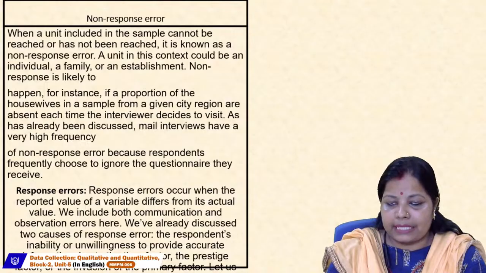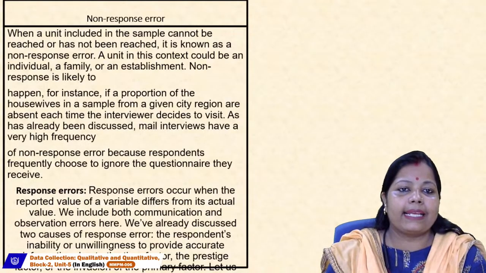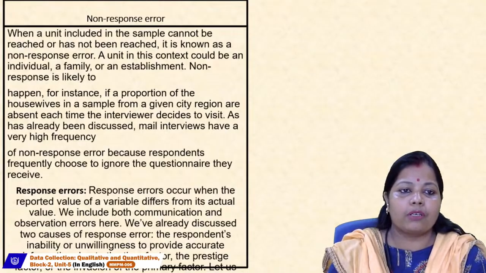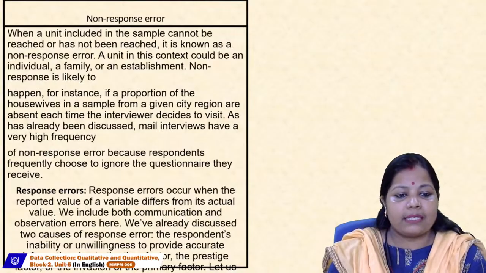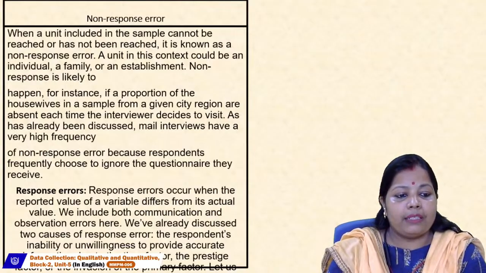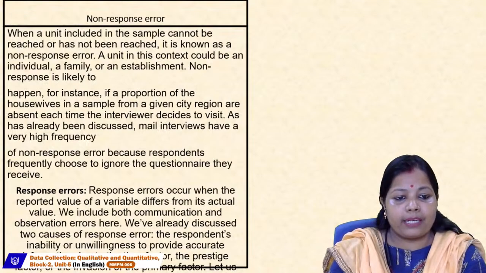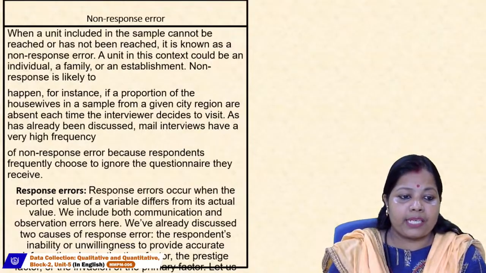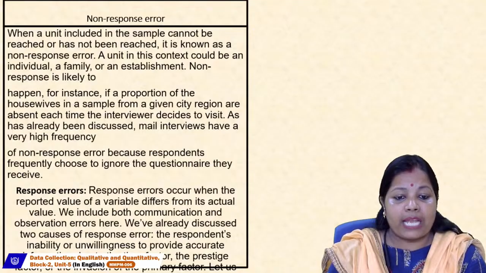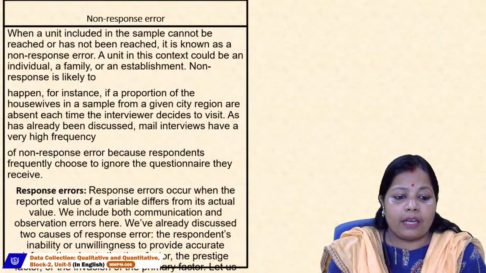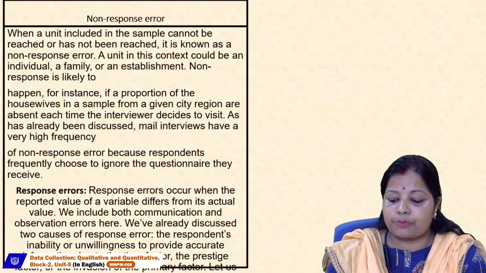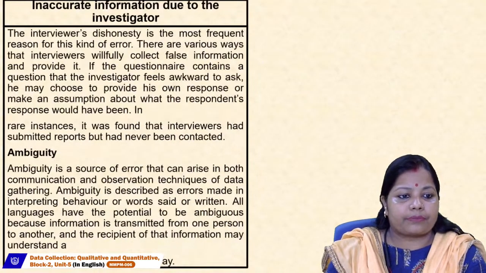So we must carefully and accurately take care of the sampling size and sampling frame, so that we can overcome sampling error. Then response error. Response error occurs when the reported value of a variable differs from the actual value. So we include both communication and observation error here. We have already discussed two cases of response error: respondents' ability or willingness to provide accurate information, and the time factor, due to which response error generally occurs.